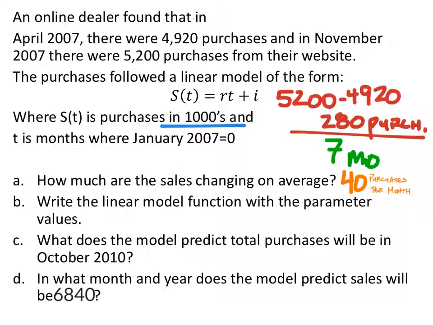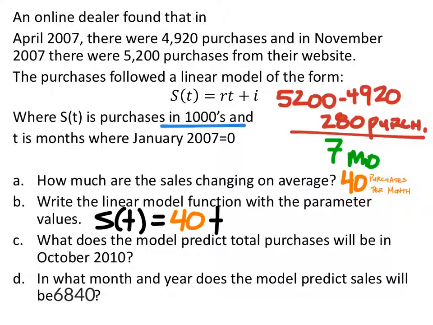Part B says write the linear model function with the parameter values. Up here it already tells us that we want S of t, right? So I have S of t equals r, that's the rate, and we already know that's happening at 40 purchases every month. So if you took 40 times t on average, that should tell you about how many purchases they're having after a certain number of months.